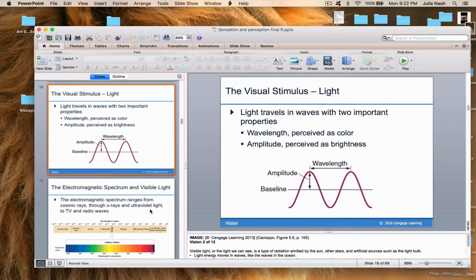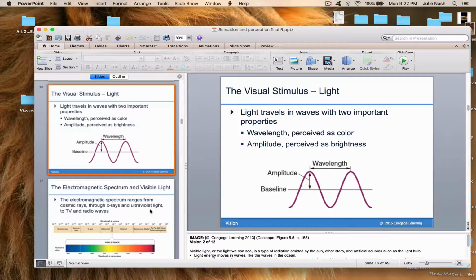Okay, so let's talk about the visual system. I'm not going to test you on amplitude, and I'm not going to ask you, okay, which one is for color, which one is for brightness, but wavelength is for color. The longer the wavelength, as for example, red. Red is a very long wavelength. So that's why we see tomatoes as red. Tomatoes reflect a very long wavelength, so we perceive them as red.